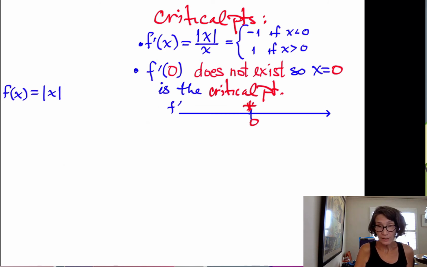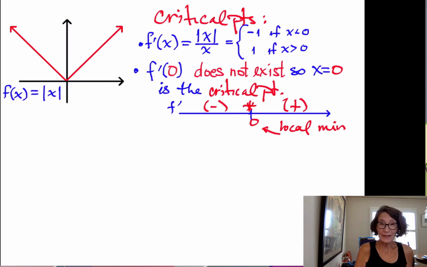The derivative doesn't exist there. And we know the derivative is negative for all x less than 0, so we put a minus sign there. And the derivative is positive for all x greater than 0, so we put a plus sign there. And we can see clearly the derivative changes sign at x equals 0. So the function is going down and then going back up. So we do have a local minimum at that number 0. And when we graph it, we can see it. The lowest point is at (0, 0). All right, let's do another one.